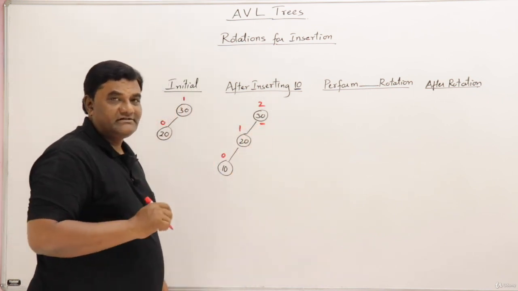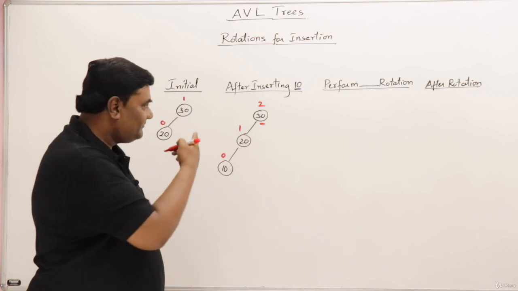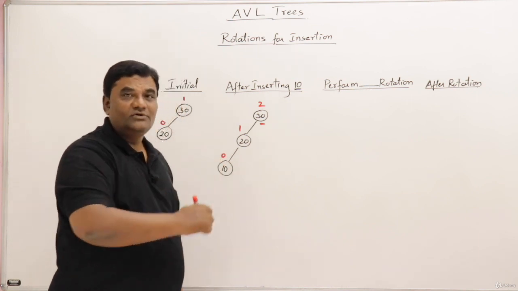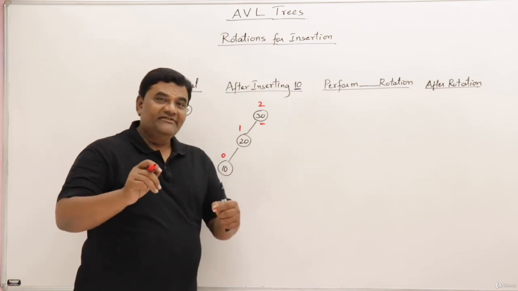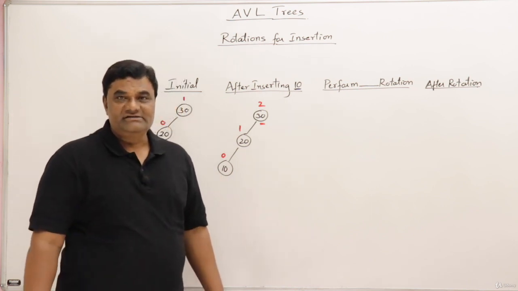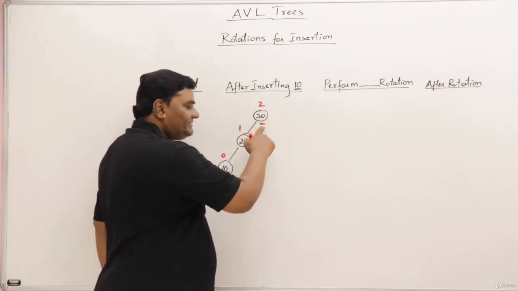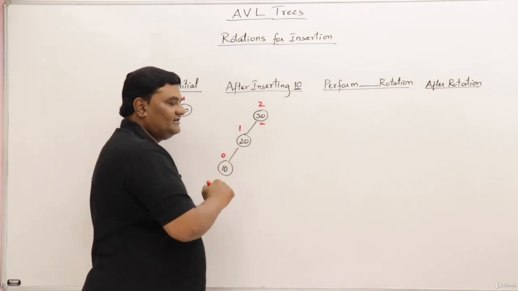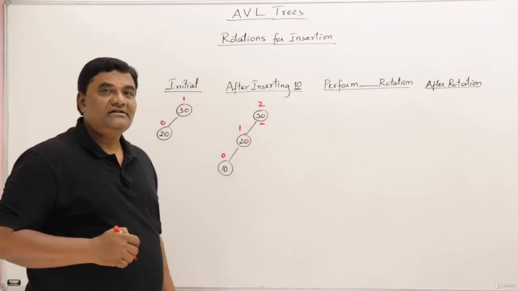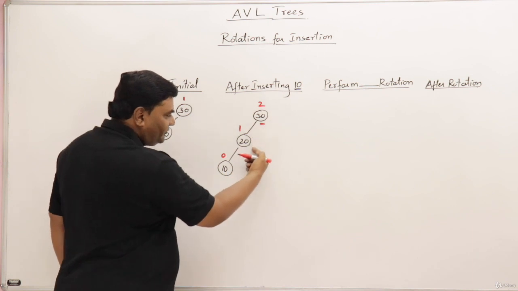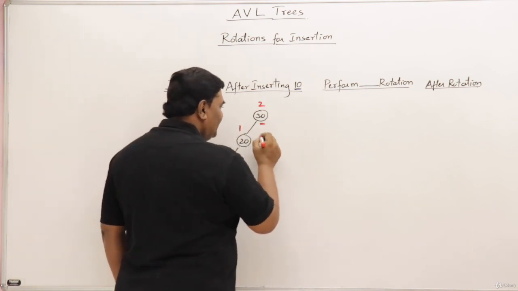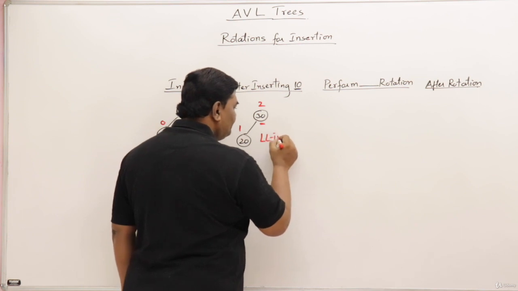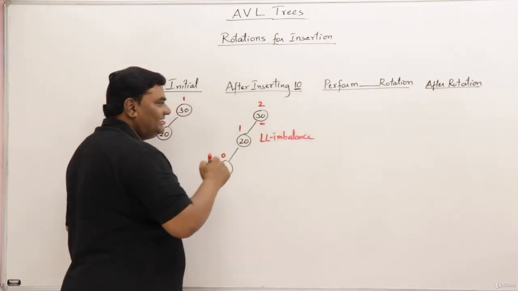The balance factors should not be more than 1, but the balance factor is 2. So this node became imbalanced. Now we will give the name for the imbalance. When this node became imbalanced because of insertion of 10, in which direction was that 10 inserted? Left of left. LL. So I will give the name as LL imbalance. So this is LL imbalance.